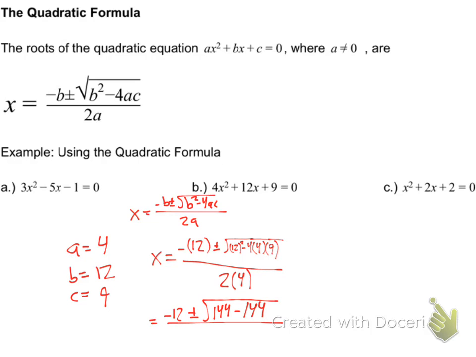Hey, nice, all over 8. And 144 minus 144, so it's negative 12 plus or minus the square root of 0 all over 8. Well, the square root of 0 is 0. So there is no plus or minus. It's just negative 12 over positive 8. Or divide by 4, you get negative 3 over 2. Hey, there's only one answer.